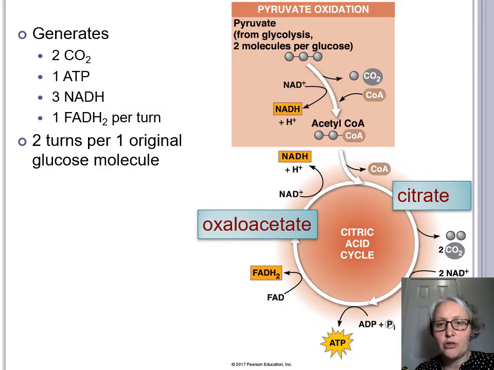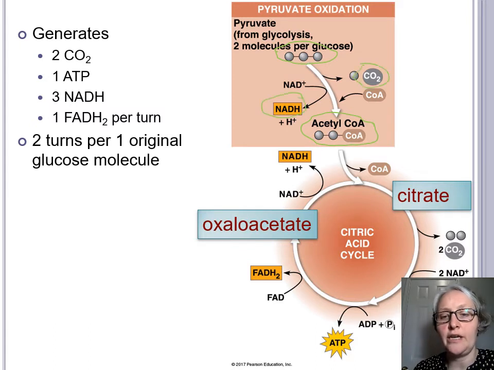Here's the complete picture of pyruvate oxidation and the citric acid cycle. So up here we've got the pyruvate molecule being broken into acetyl-CoAs. That's generating carbon dioxide and NADH.